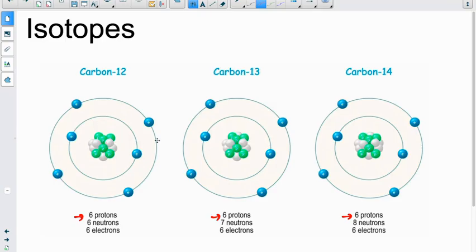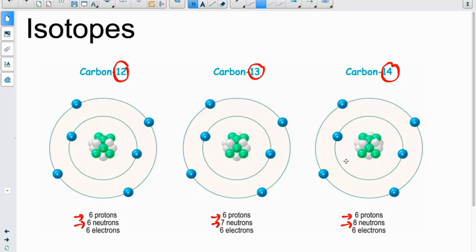However, one of the things you notice when I look at these 3 diagrams, these 3 versions of carbon that I've shown you, is that they have different numbers of neutrons. This one has 6 neutrons, this one has 7 neutrons, and this one has 8 neutrons, which obviously gives them different mass numbers. So this one will have a mass number of 12. This one will have a mass number of 13. This one will have a mass number of 14. So you can think of these as identical carbon atoms with slightly heavier masses.